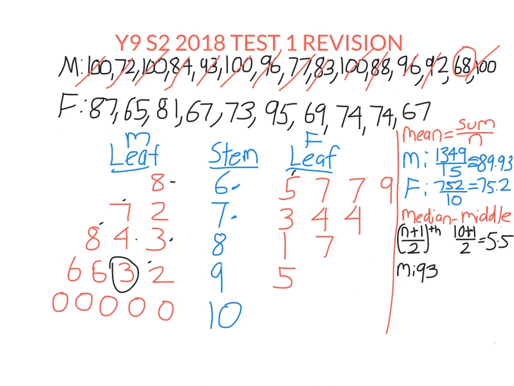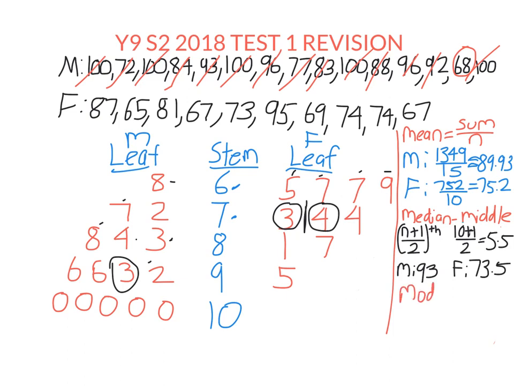So let's see that for females. So we go 1, 2, 3, 4. This is the 5th score. This is the 6th score. So the median will be halfway between those scores. So those scores aren't 3 and 4, they are 73 and 74. So the median for females is halfway between 73 and 74, which is 73.5.